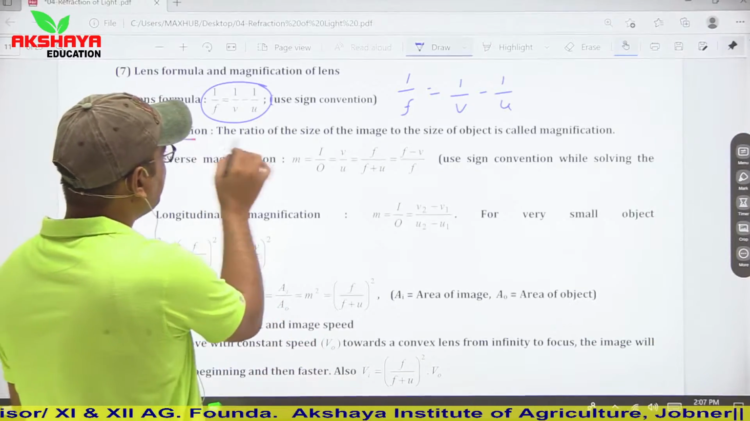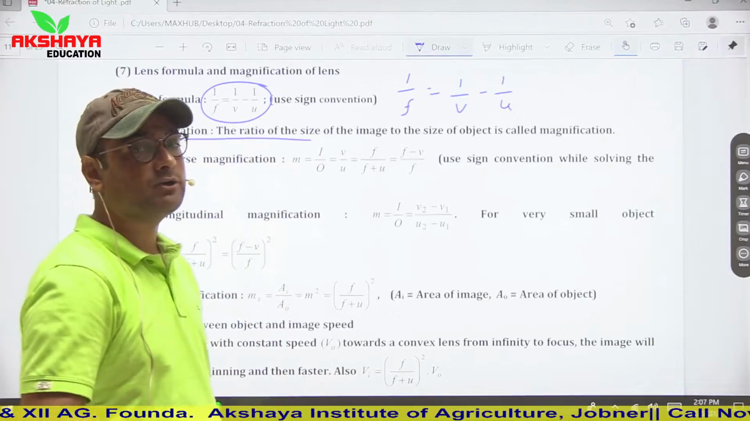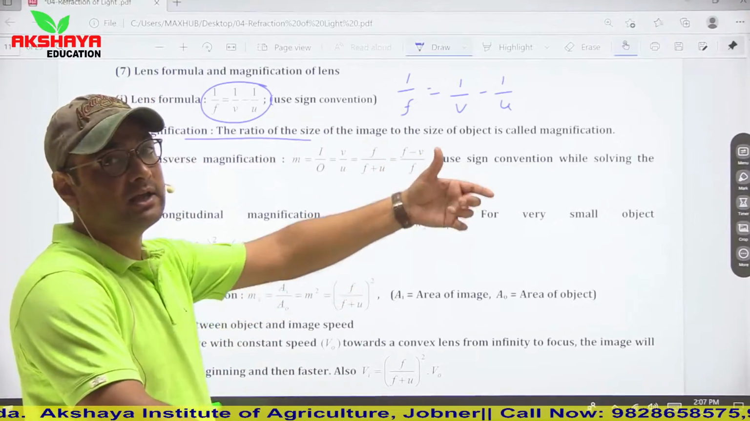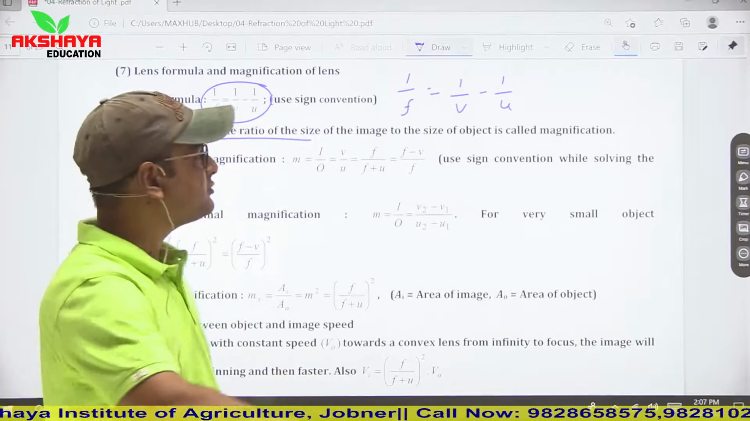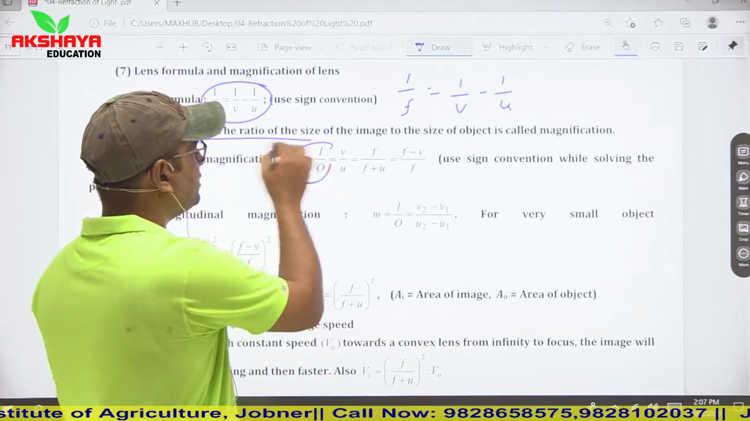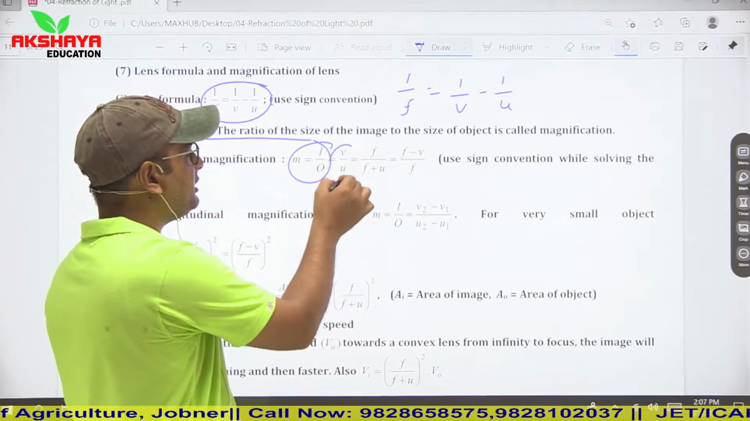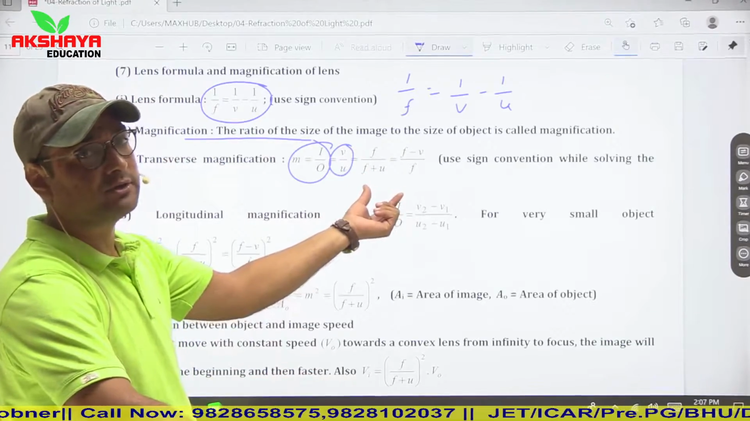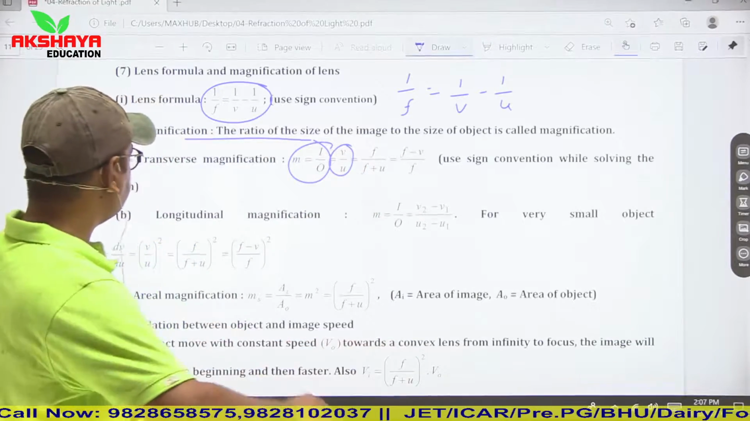If we talk about magnification, it is similar to magnification studied in lenses. Magnification is defined as the size of the image with respect to the size of the object, meaning m is equal to I upon O, or you can say v upon u. These are different formulas based on given values.